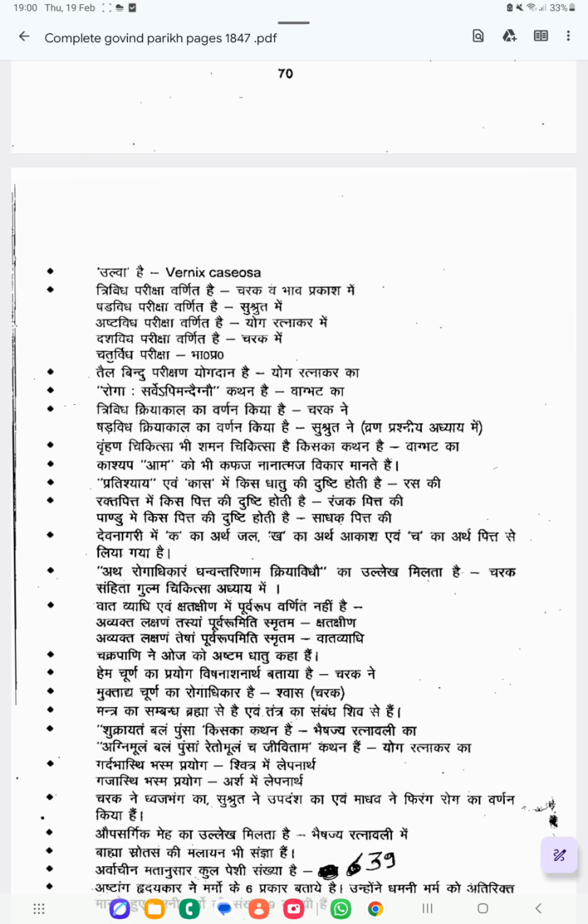According to Chakrapani, Oja is considered as the 8th Dhatu. Then Hema Churna Prayoga is indicated in Vishanashanartha. For the Visha purpose, we can use Hema Churna, that is mentioned by Charaka. Then Muktadya Churna, that is indicated for Shvasa Roga.